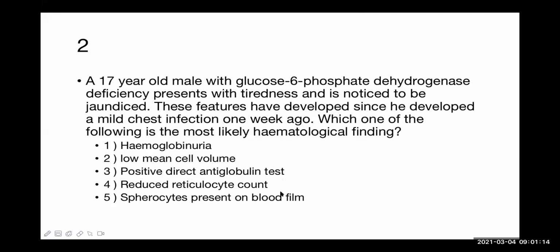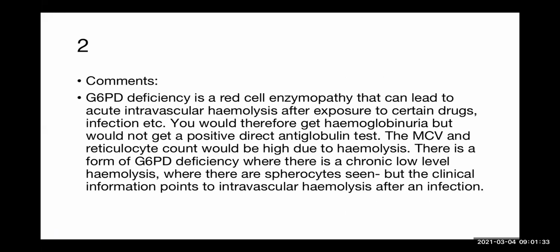Number 4, reduced reticulocyte count. He has already answered it. In hemolytic anemia, the retics count is high, not low. So that is the wrong answer. And spherocytes are present in hereditary spherocytosis. So the answer is 1. So this is the way you need to solve it. Look at the answer here. All of you, please go through it.